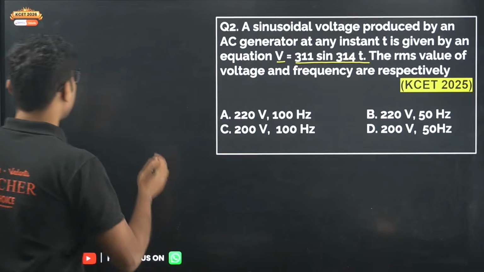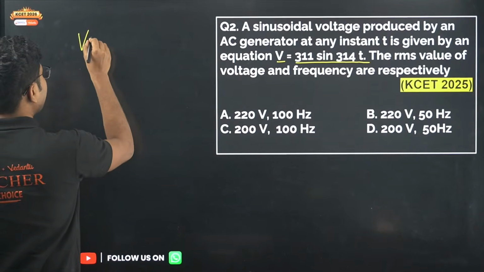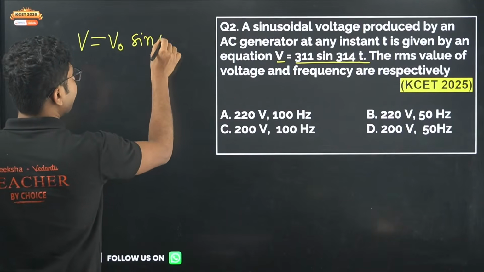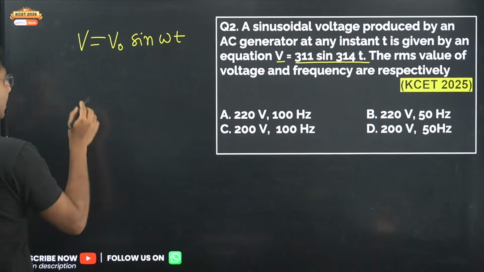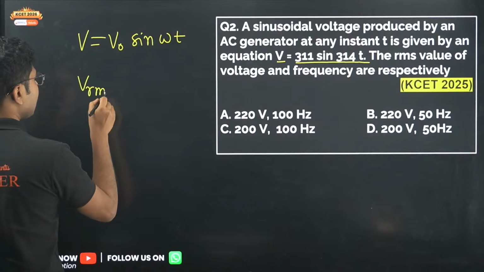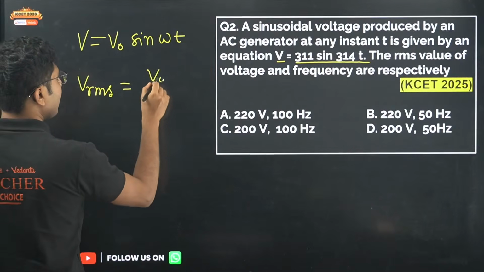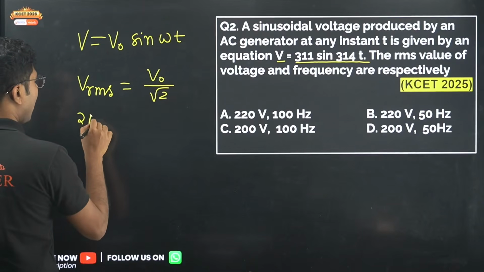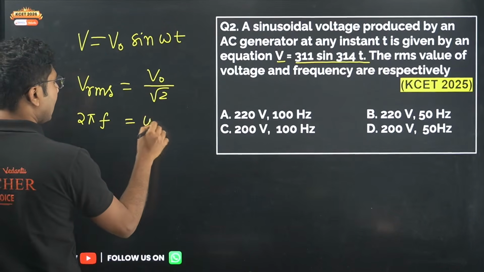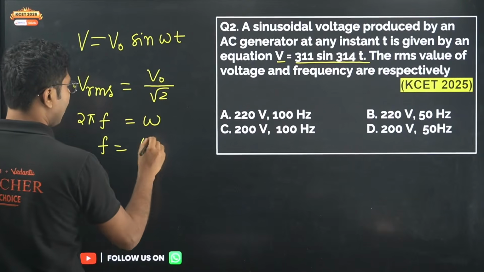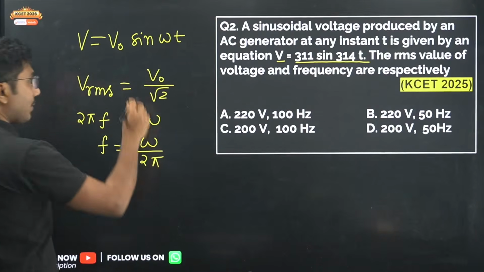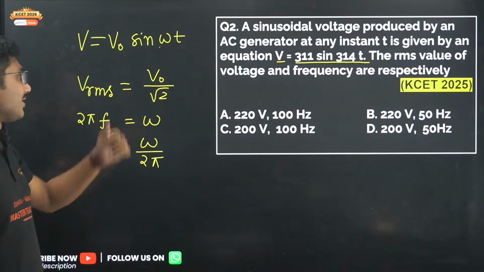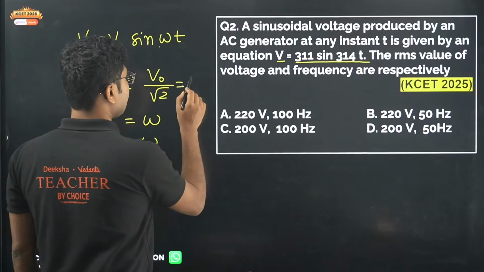Let's see how to calculate the RMS value and the frequency. First of all, you have to remember that the expression for voltage is normally given by V naught sine omega t. What is V RMS? V RMS is given by V naught by root 2, whereas the frequency is given by 2 pi f equals omega, or f equals omega by 2 pi. So omega value is given over here as 314, V naught value is given as 311. So what will be the answer?